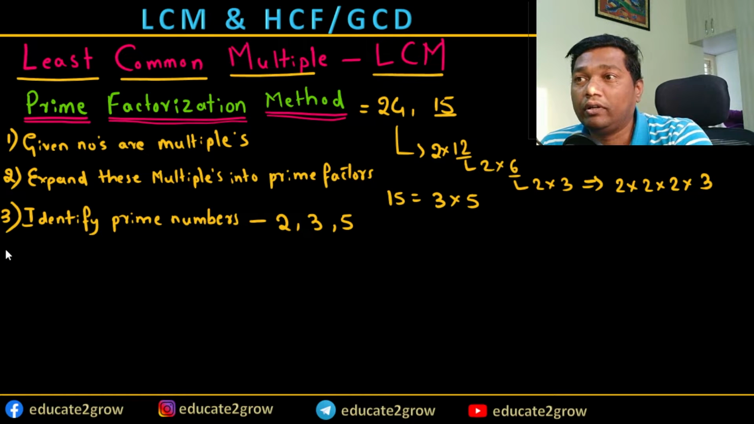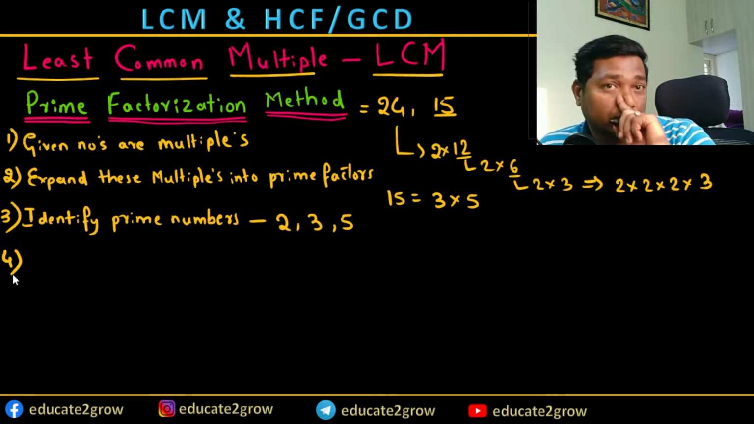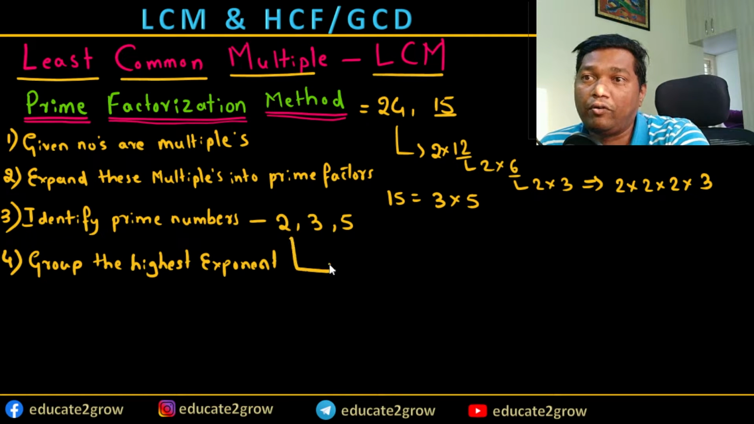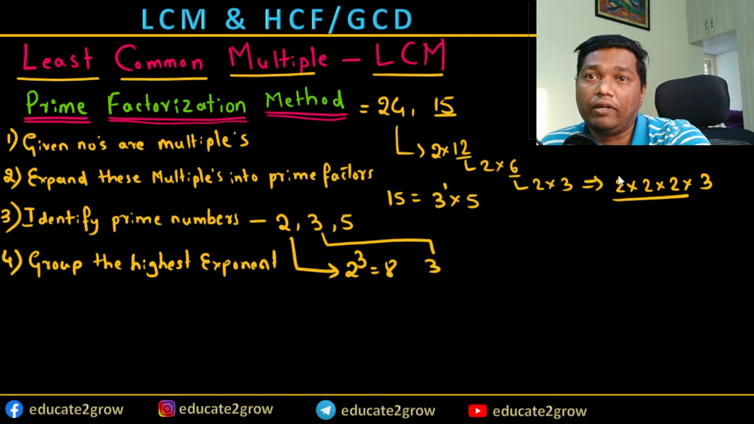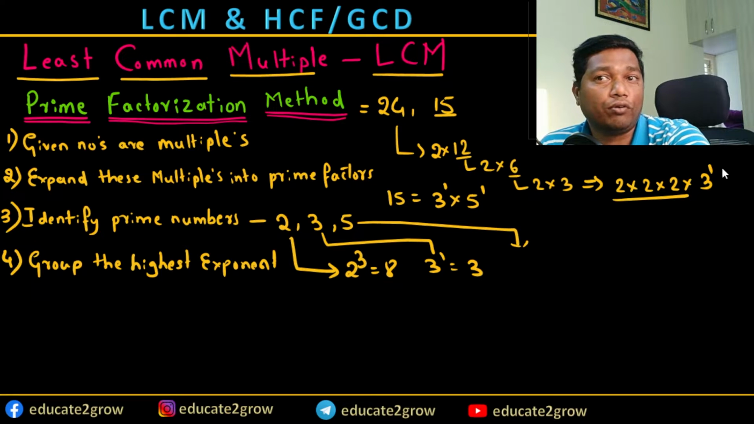Okay, now the fourth point is group the highest exponent. For 2 we have 3 factors, so 2 to the power 3 equals 8. Now for 3, we have a 1 here, we have a 1 here, the highest is 1, so this is 3 only. For 5, there is no 5 here, so only 5, exponent 1.